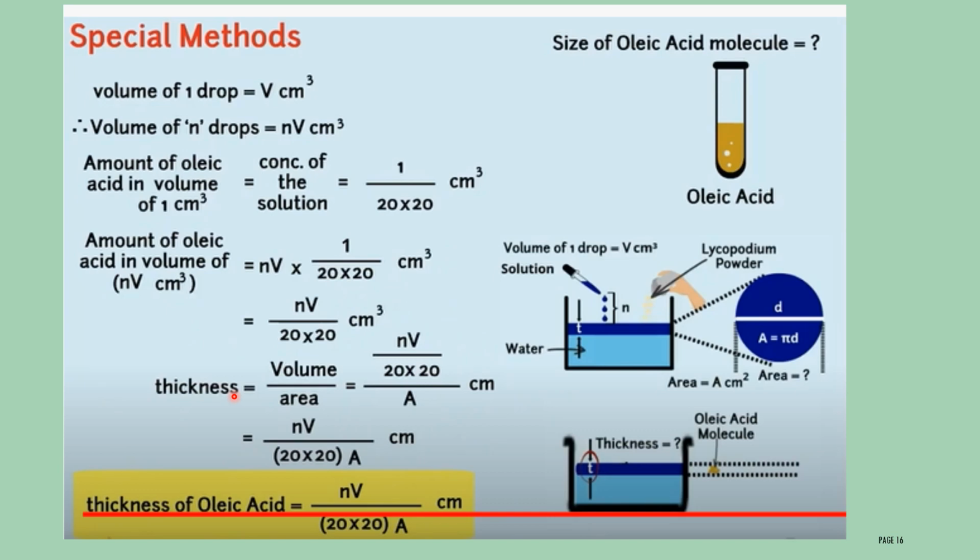You know the formula: thickness is equal to volume divided by area. You know the volume, nV divided by 20×20, divided by area, which we don't know, therefore consider it as A. Then shift this to the numerator. Then the thickness of oleic acid will be equal to nV divided by 20×20×A cm. In this way we can calculate the thickness of an oleic acid molecule. This is a very easy method to calculate the size of an oleic acid molecule.